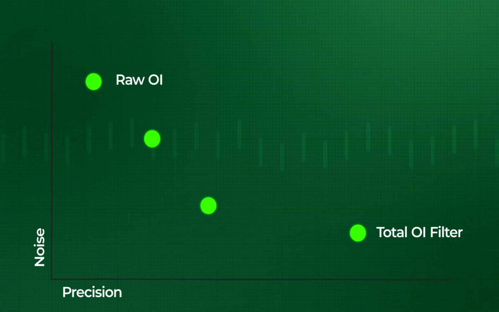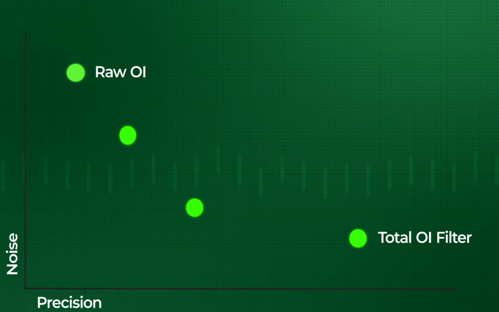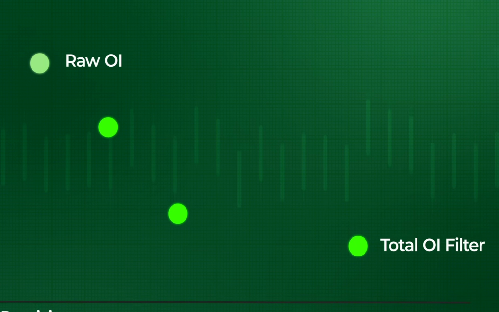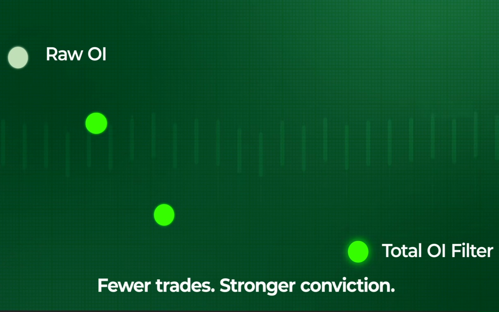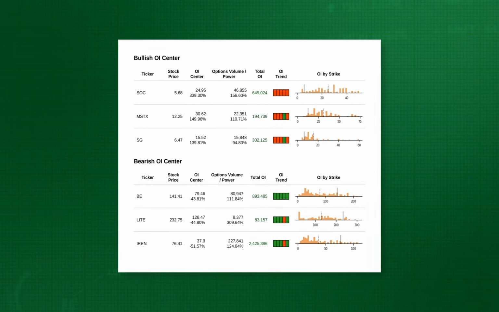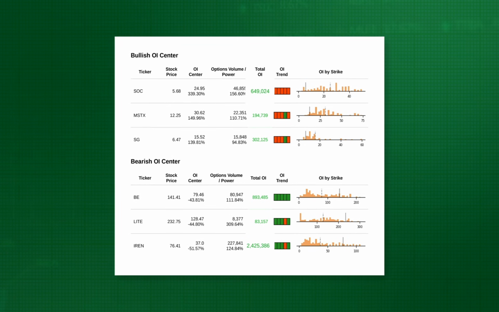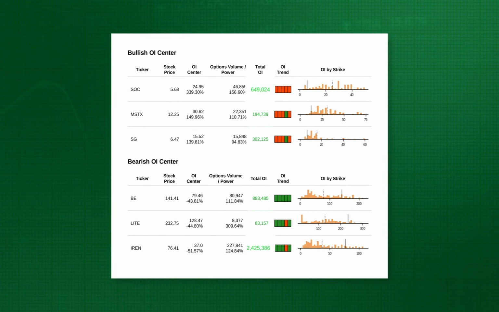Just to wrap it up, we can hear you think, which filter works best? Our opinion is that the total open interest filter gives the most consistent edge. When we said at the beginning that you can often see the next move before it happens, this is what we meant. It produces fewer trades, but each one comes with stronger conviction, backed by real size and institutional flow.